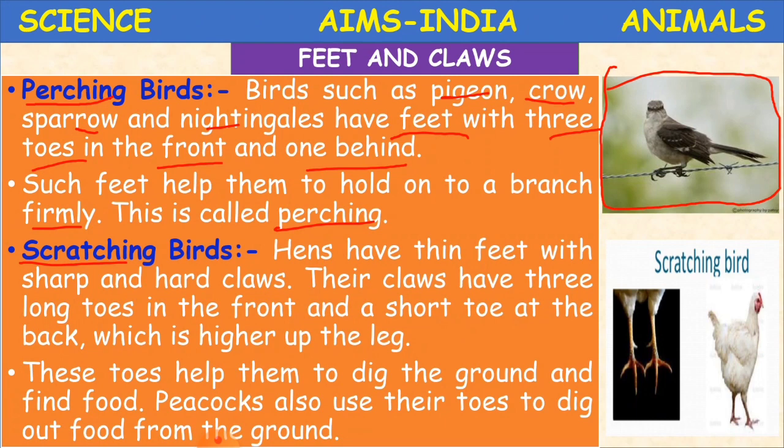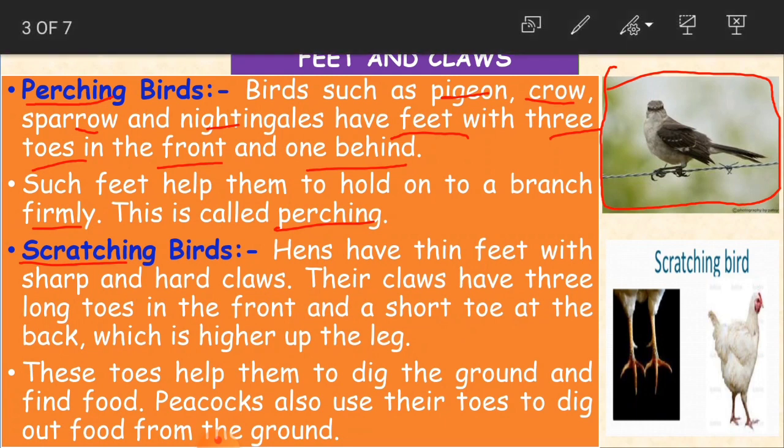Hens have thin feet with sharp and hard claws. And how is their feet, children? They have very thin feet. You can observe here in the picture, with sharp and hard claws. Their claws have 3 long toes in the front and a short toe at the back, which is higher up the leg. See here, children, how it is.